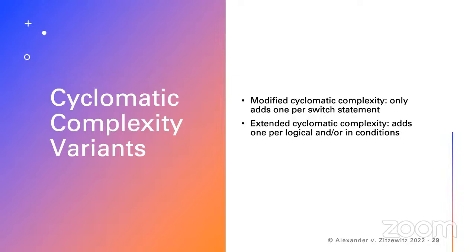And then we have extended cyclomatic complexity, which also adds 1 per logical and or or condition. So if you have something like if A greater than 5 and B greater than 0, then you basically have another if statement in your computer, because the compiler will short circuit those things.